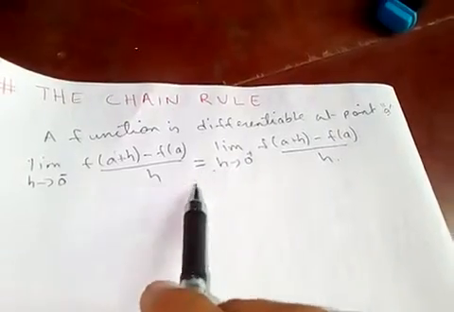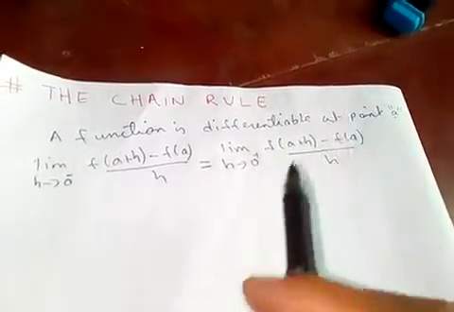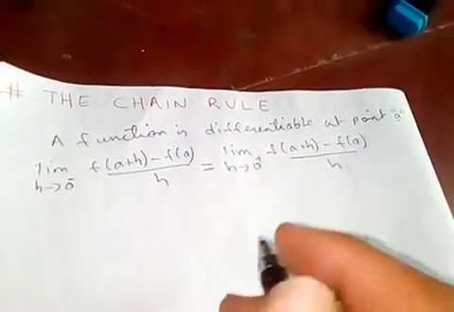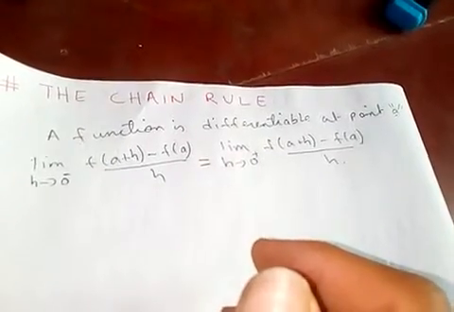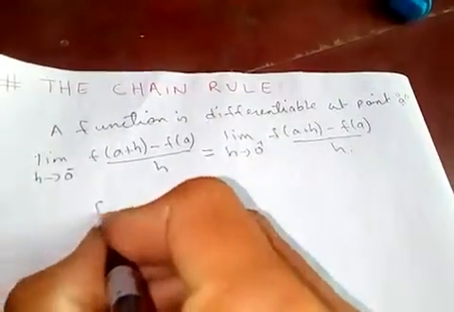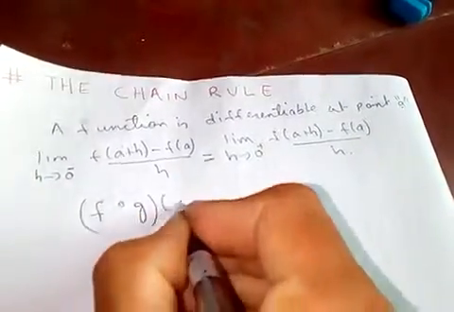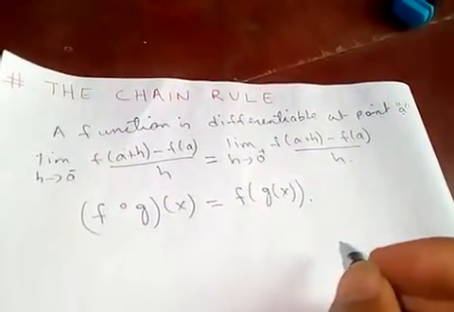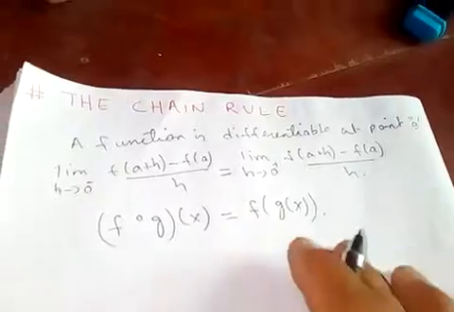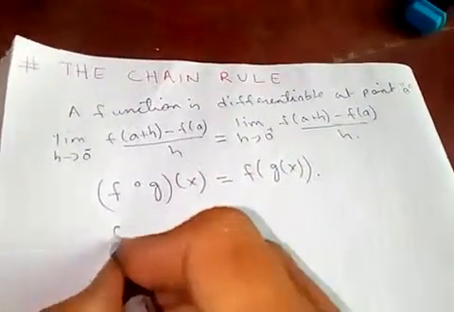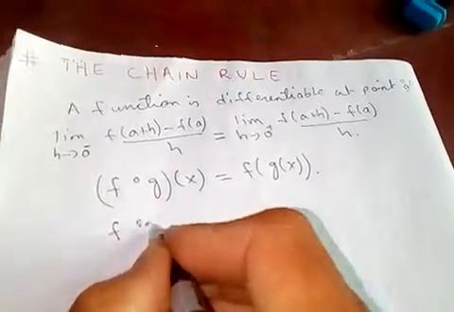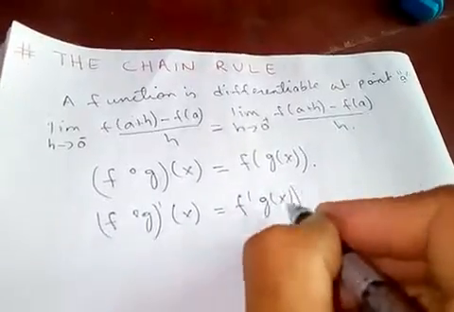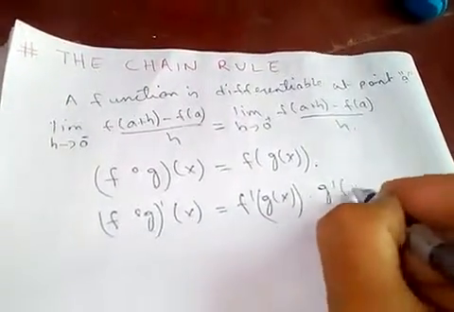and g of x is differentiable at x, there are two things, then the composite function f of g of x is differentiable at x, and the derivative of f composed with g at x is equal to f prime of g of x times g prime of x.